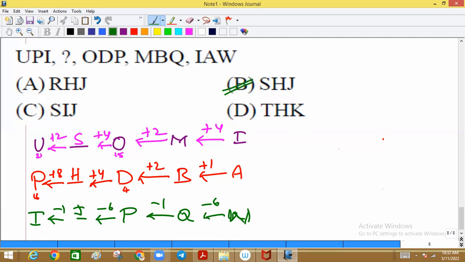This is also a mixed series, but in this case, every series is following a different pattern. The first one is following the plus 4 plus 2 pattern. The second one is following the plus 1 plus 2 plus 4 plus 8 pattern. And the third one is following the minus 6 minus 1 pattern. That is the only difference here. Okay.